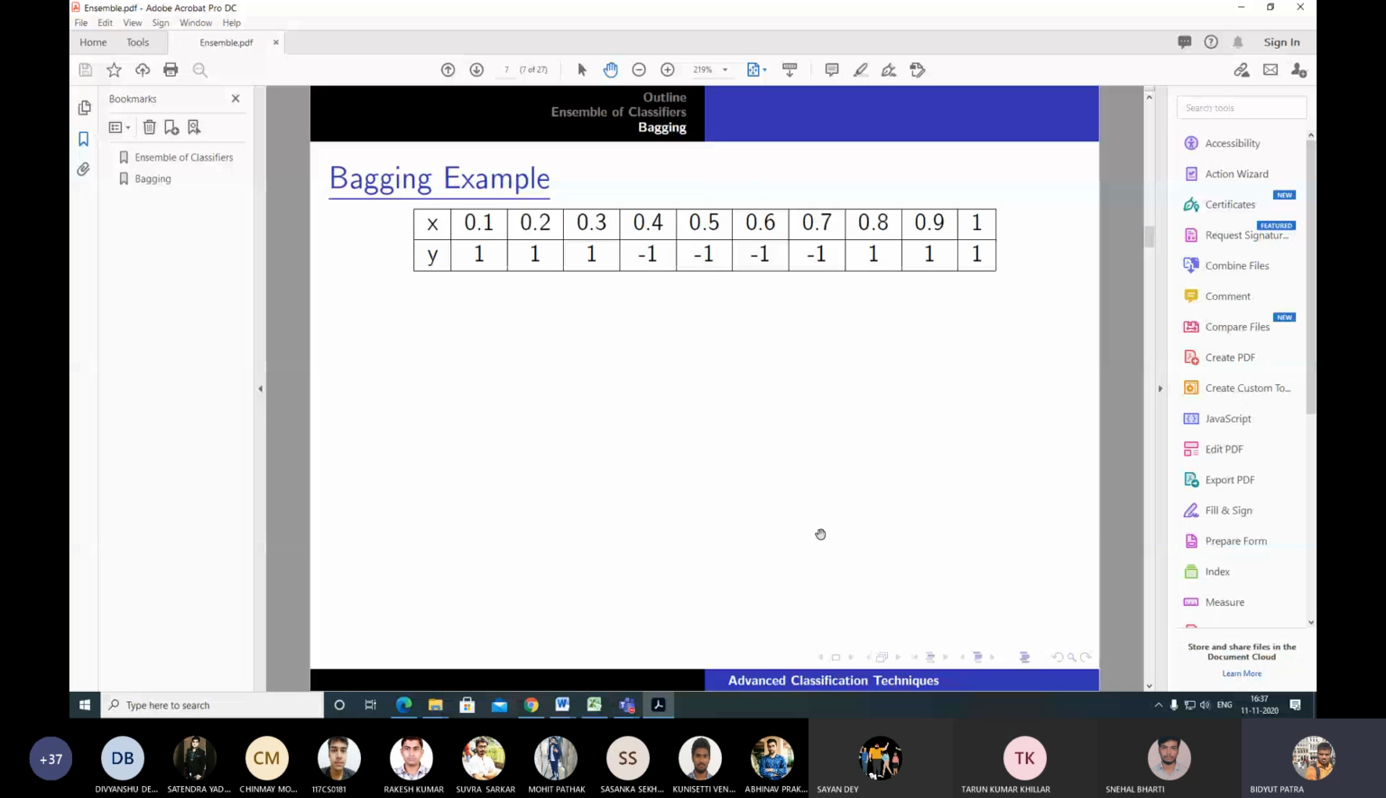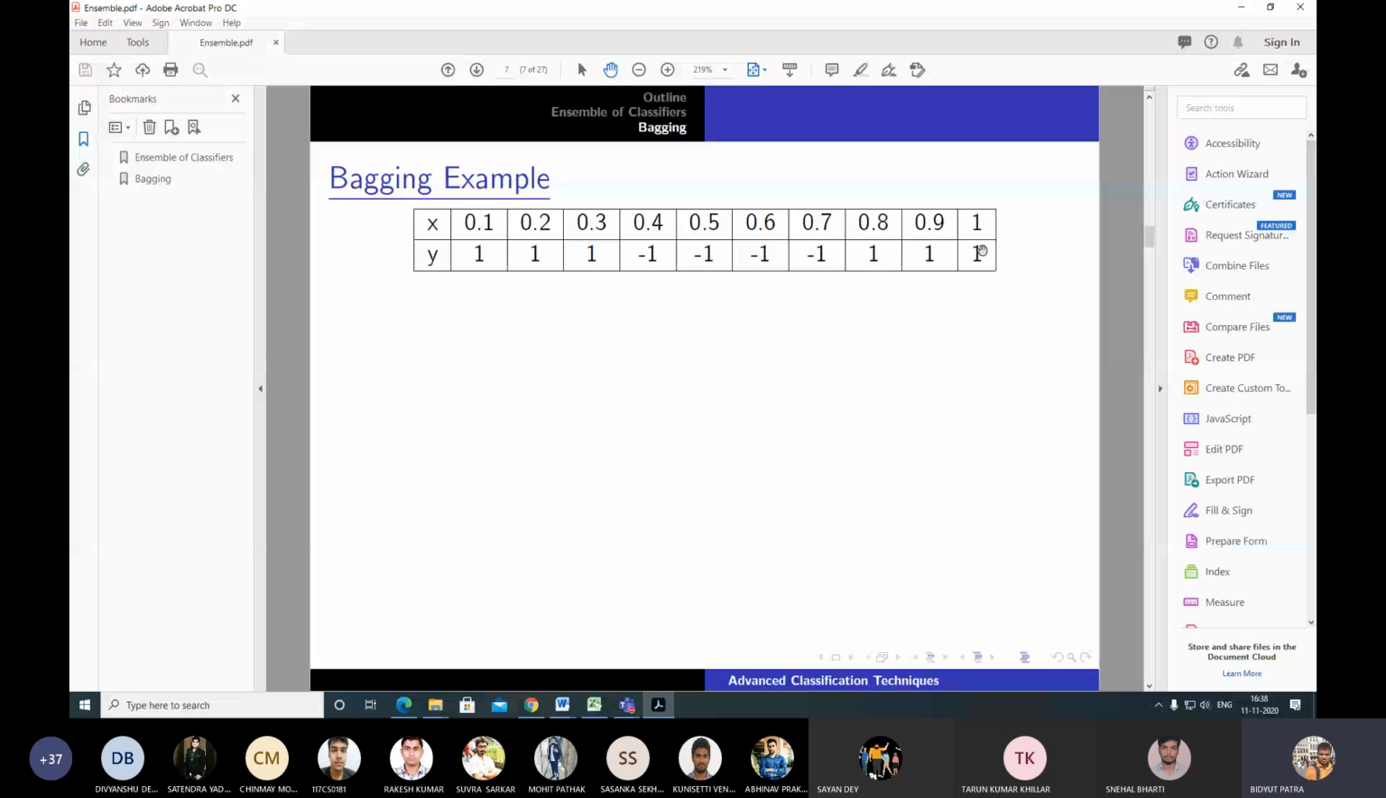This is the simplest example, but you will see how beautiful it is. We have a one-dimensional data set x. x takes different values, and y is the class label of that particular value. So this is nothing but a set of points on a one-dimensional line. Now what do you do? On the real line, you have a set of points. This class label is 1, this class label is 1, 0.3 class label is 1, and so on. Now what is the task?